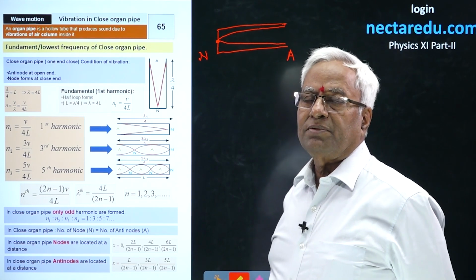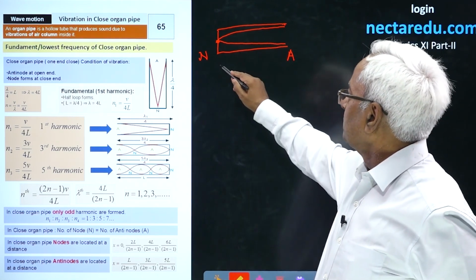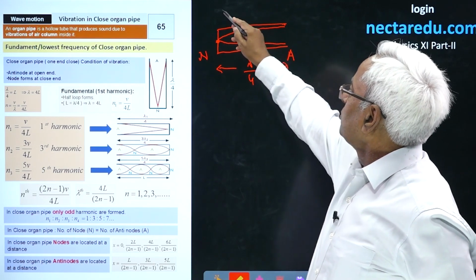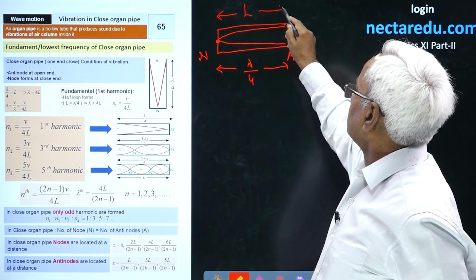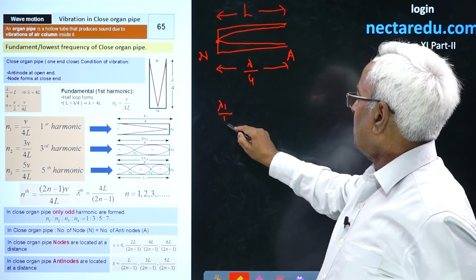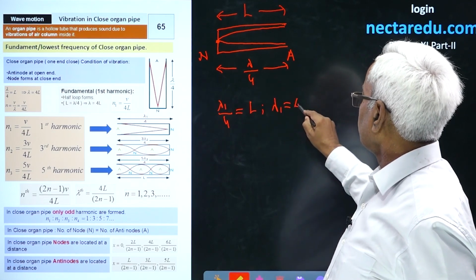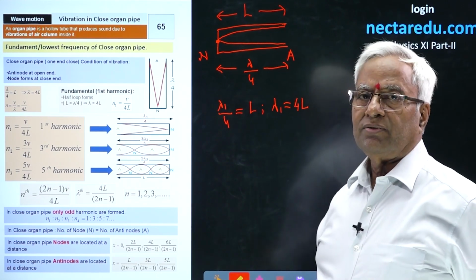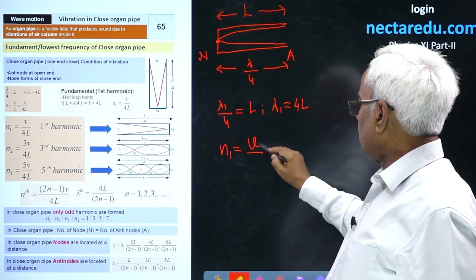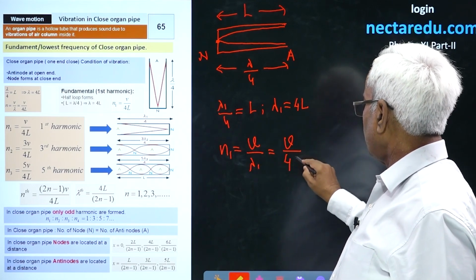As you know, the distance between two successive nodes is lambda by 2, so here it is going to be lambda by 4 only. So the total length in this minimum possible case is lambda by 4 equals L, and that means lambda 1 is 4L. Since the frequency is given by V upon lambda, this is going to be V upon 4L.